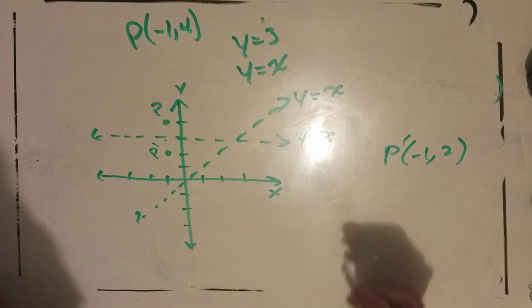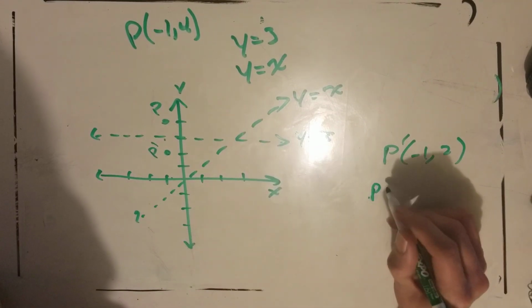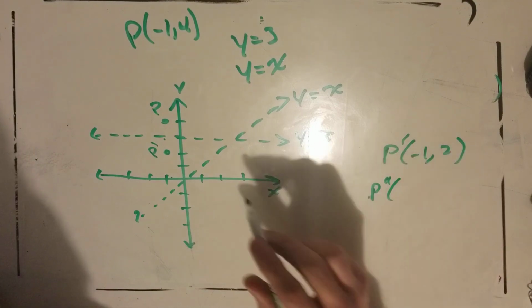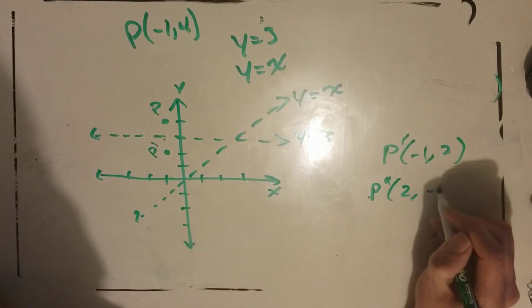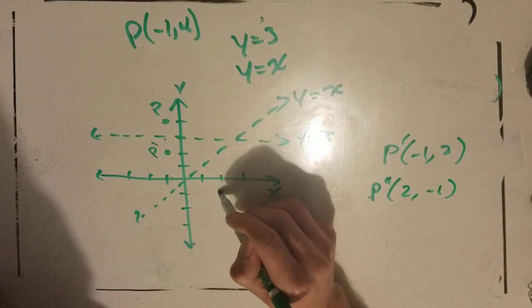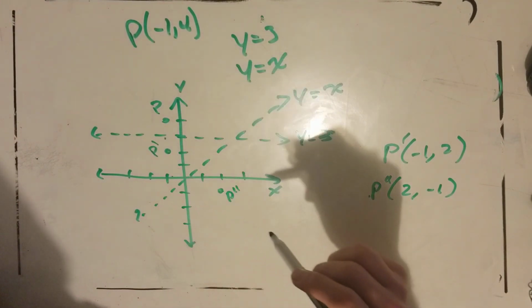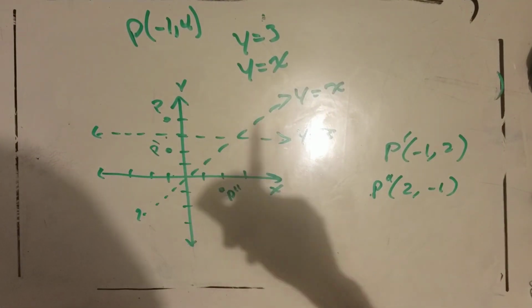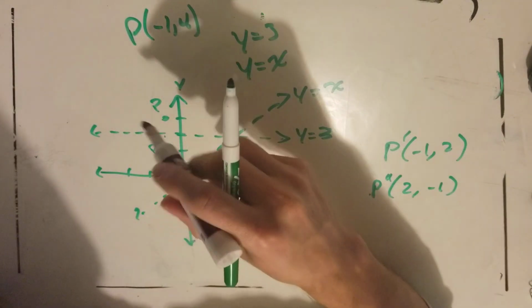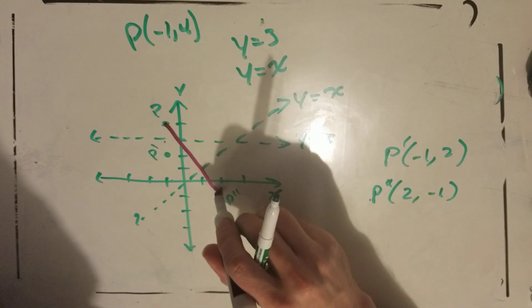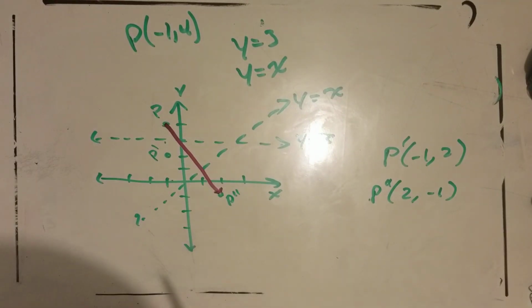Then we're going to reflect that over the line y equals x. So P double prime is going to end up being where you just switch your x and your y. So 2, -1. There's P double prime. And now you're trying to see what translation vector best describes going from the pre-image to the image. So going from P, what translation vector best describes that?